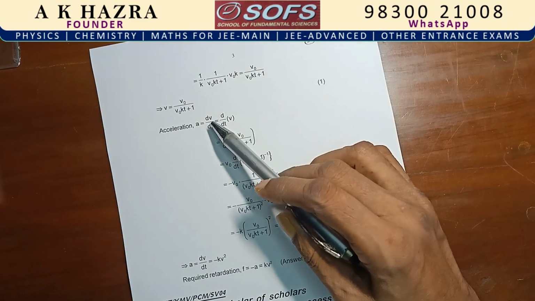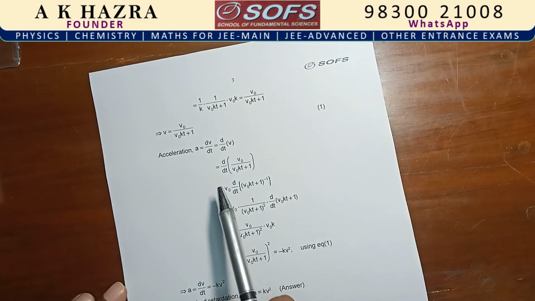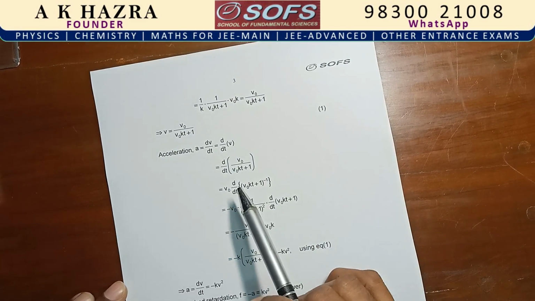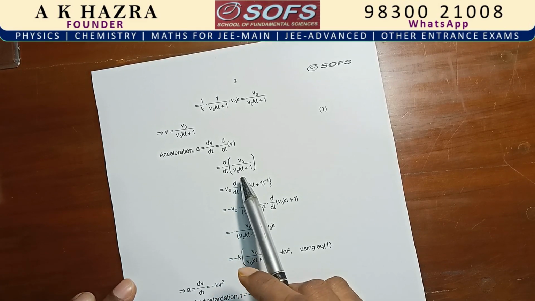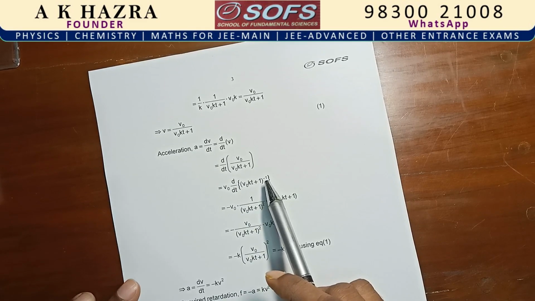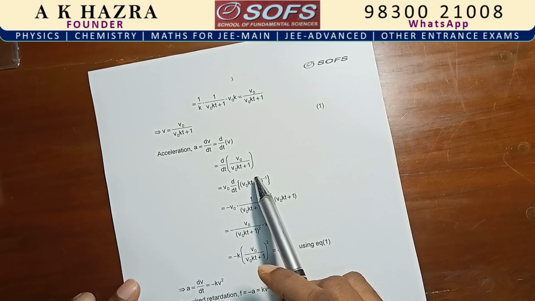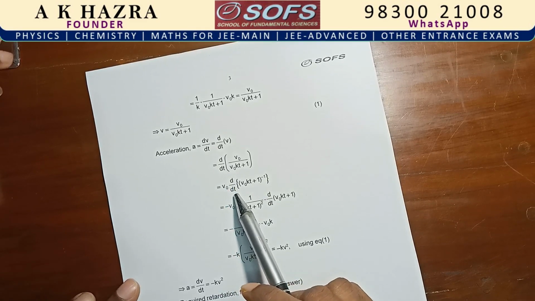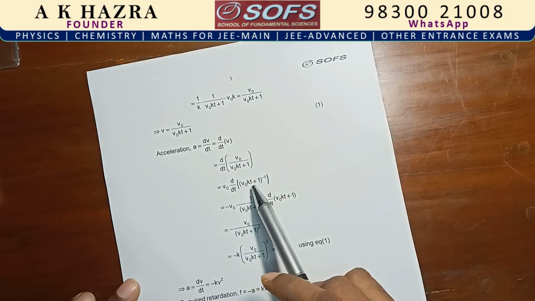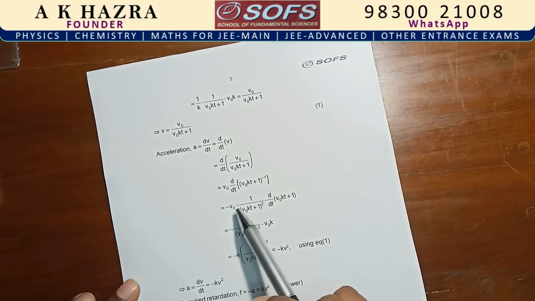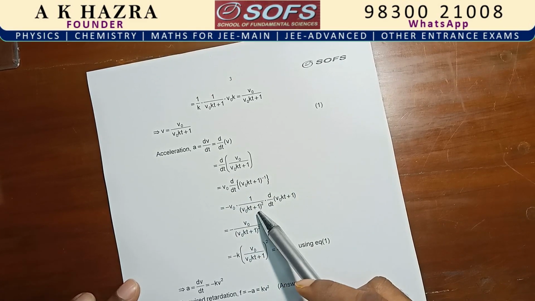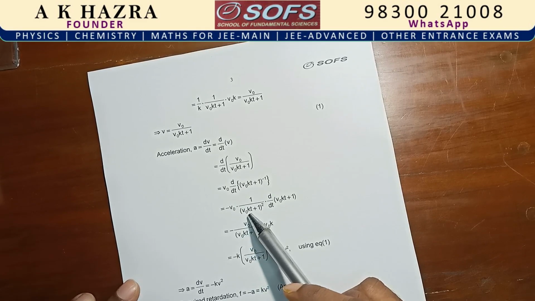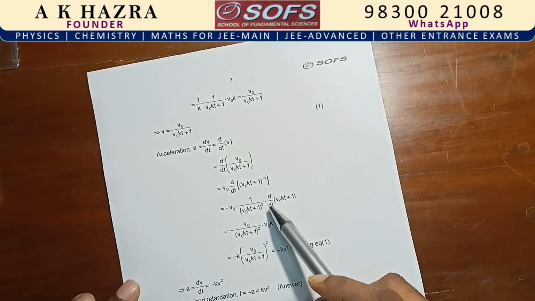Or the acceleration, dv/dt, d/dt of v, put the value of v, and then v0 constant taken out, commutative law, d/dt of (v0 kt plus 1) to the power minus 1. Again standard result, consider this to be z, d/dz, dz/dt. So d/dz of z to the power minus 1 is equal to what? Minus z to the power minus 2, that is 1 by z square. That is minus 1 by (v0 kt plus 1) whole square into d/dt of z.